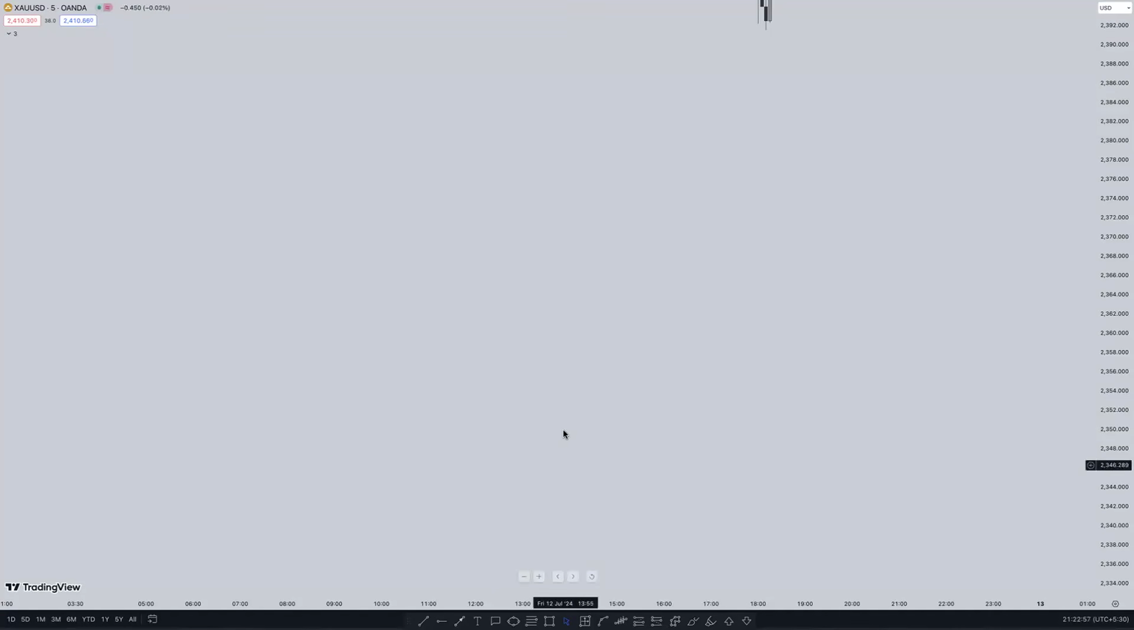Okay, so first of all, we are going to understand structure mapping, how structure mapping works, and what criteria we should follow to mark any structure.